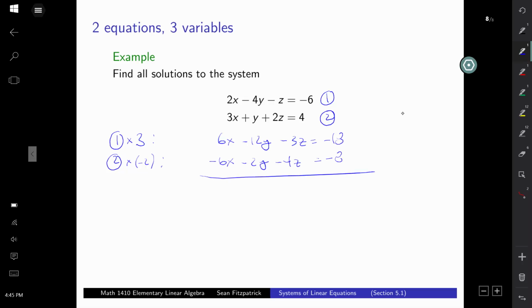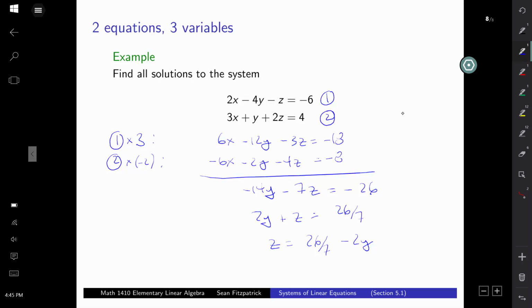I add these up, what am I going to get? Minus 14y, right? The x's cancel, minus 7z is equal to minus 26. And then I might try to say, okay, why don't I divide through by 7, maybe divide through by minus 7, so 2y plus z is equal to 26 over 7, right? So z is equal to 26 over 7 minus 2y. So I can write z in terms of y.